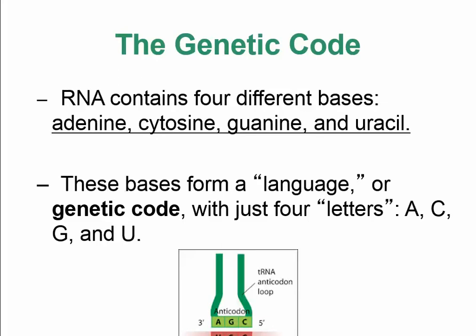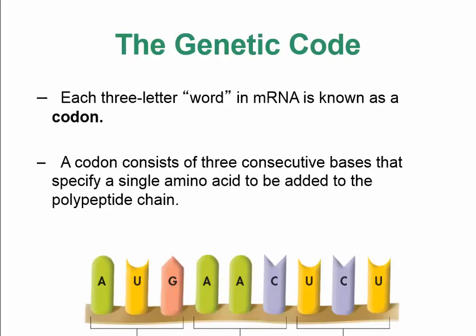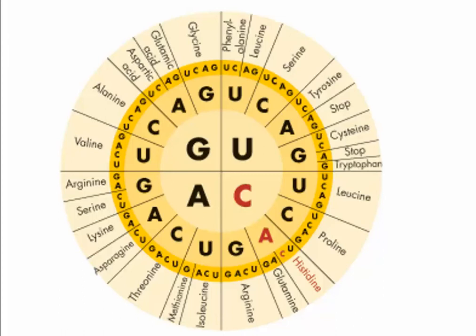Okay, so being that there's just 4 letters, the codon actually consists of 3 letters. So 3 letters make what's called a codon, and that's what's going to code for a certain amino acid. This right here is what you're going to be using to determine the genetic code, or to determine the amino acids that are going to be in a protein.